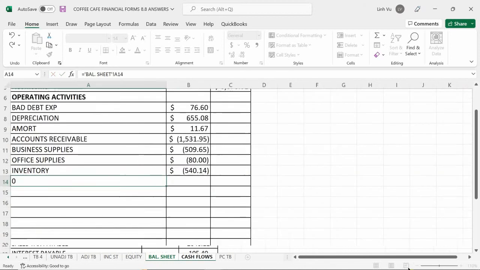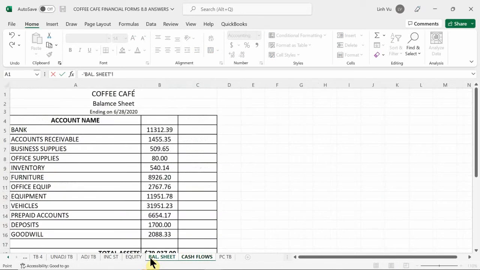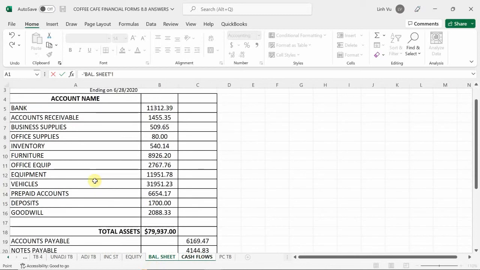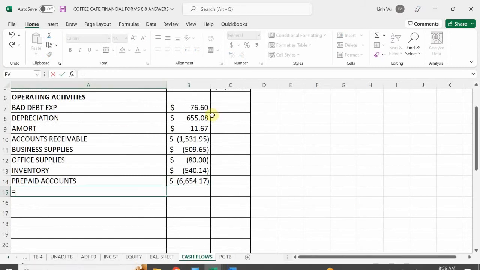prepaid accounts. Now in this case, is this cash that I actually received from my operations, or is this money I already spent? Already spent, right? Because we had to pay for rent in advance and we had to pay for insurance in advance. So I don't have it anymore. Therefore, this is going to be taken out from my operations. I'm going to subtract it out. Okay.